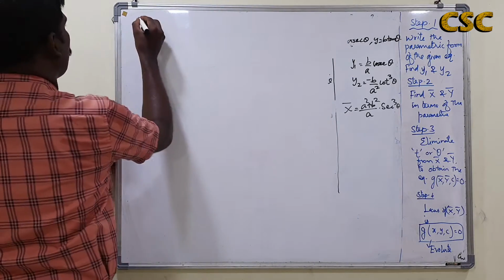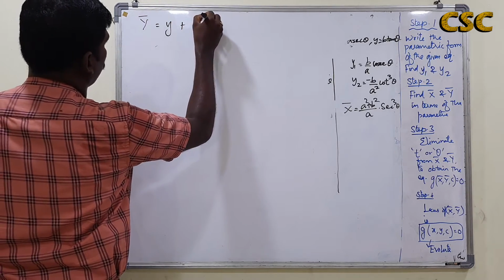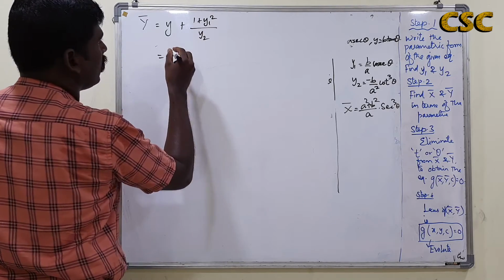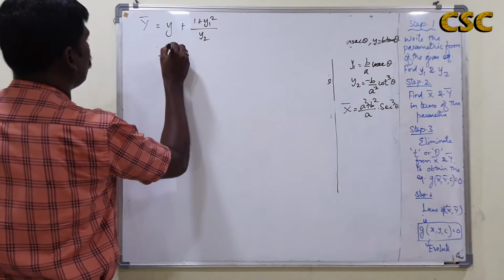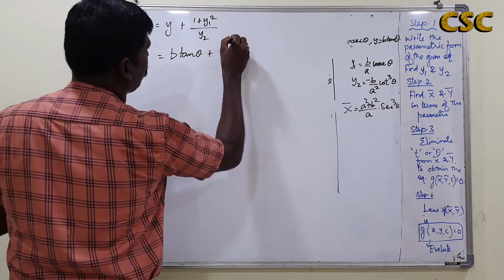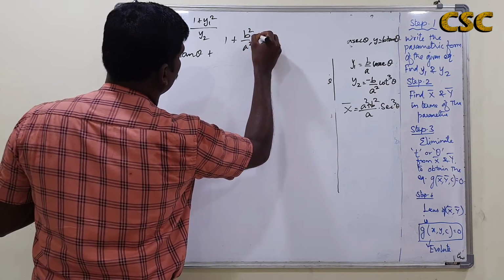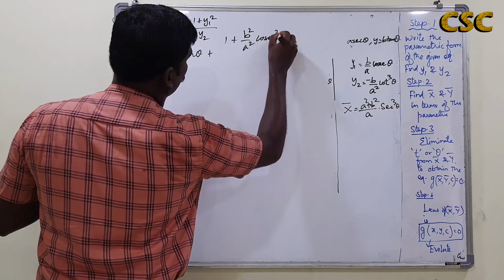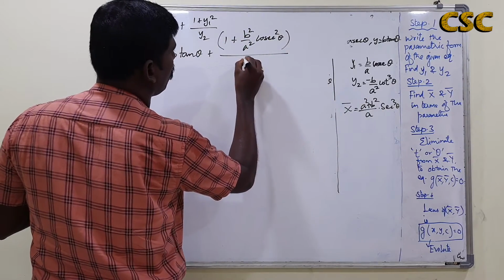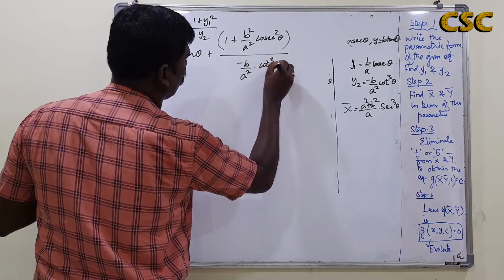Right. What is y bar? Y bar is equal to y plus 1 plus y1 square by y2. What is y? X equals a secant theta and y is b tan theta. So b tan theta plus 1 plus y1 square, b square by a square cosecant square theta, isn't it? By y2, minus b by a square into cot cube theta.